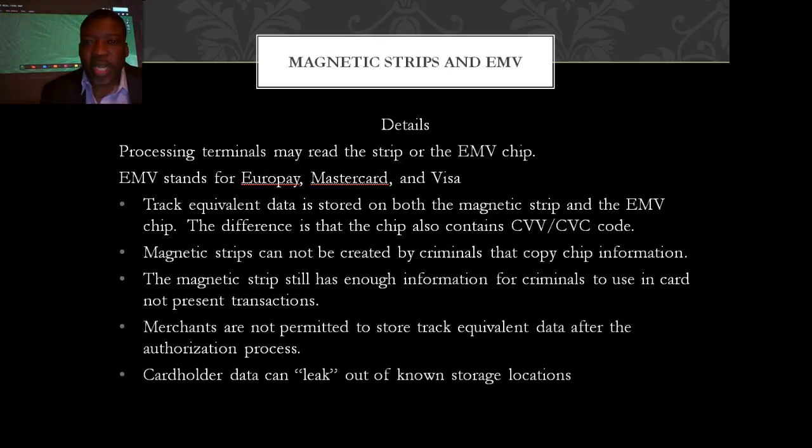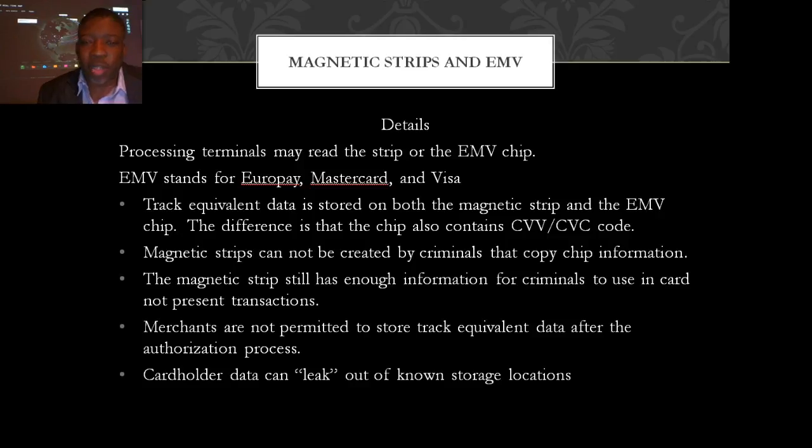All right, so these tracks are located on the magnetic strip. So processing terminals may read the strip or the EMV chip. So when they're processing, you slide your card through or you put your card in, it's either going to read the strip or the EMV chip. EMV, as you may or may not know, stands for Europay, MasterCard, and Visa. They're the ones who created that standard.